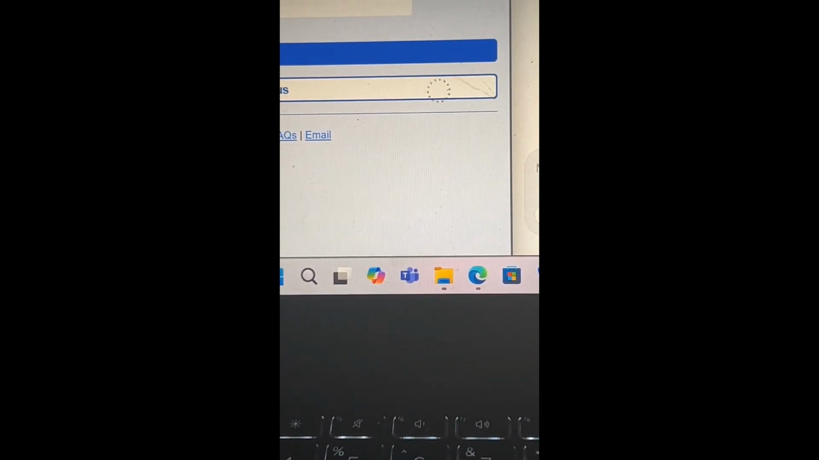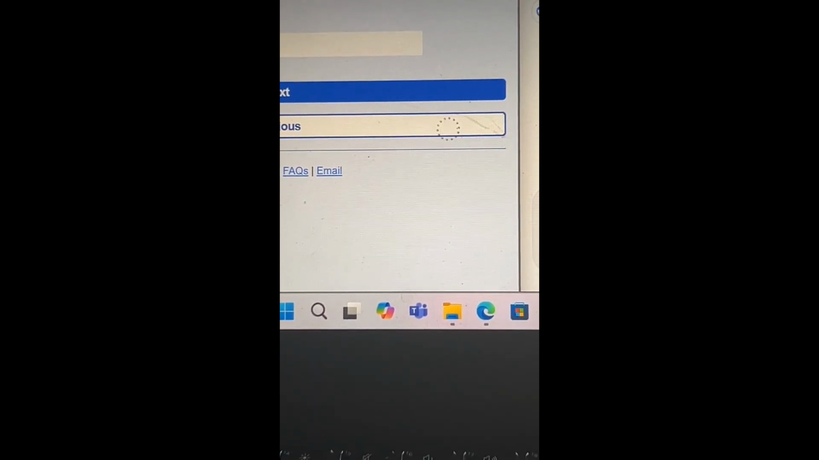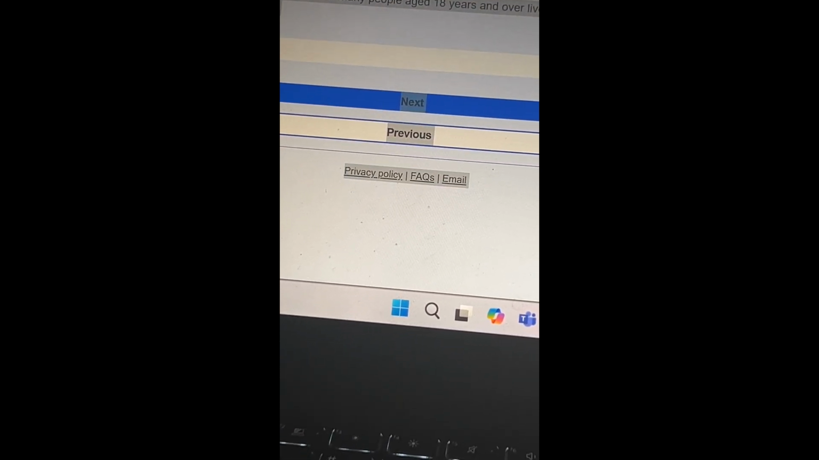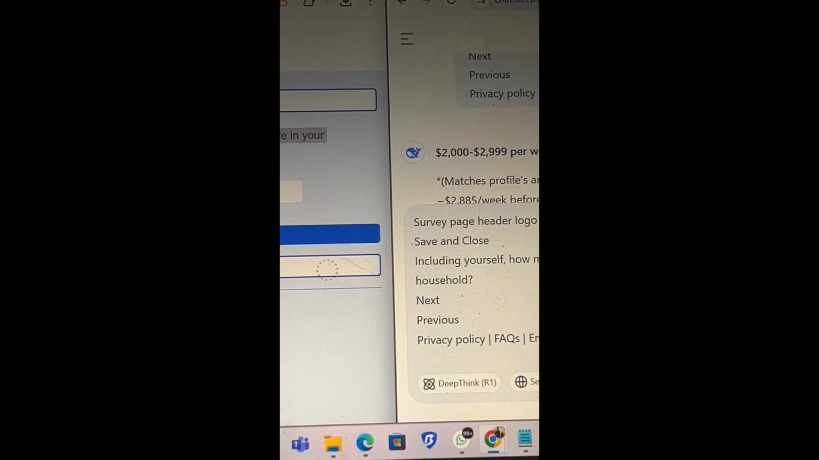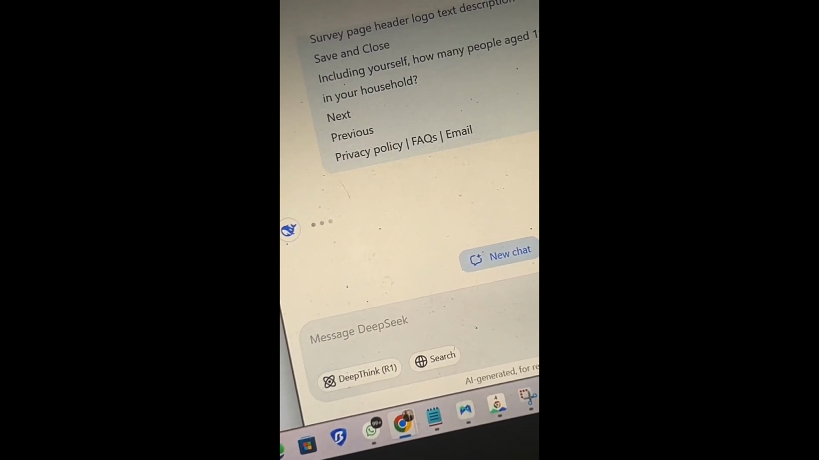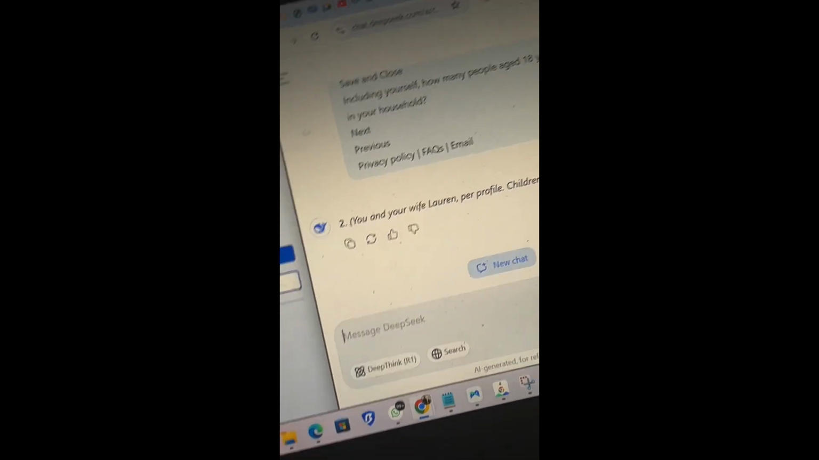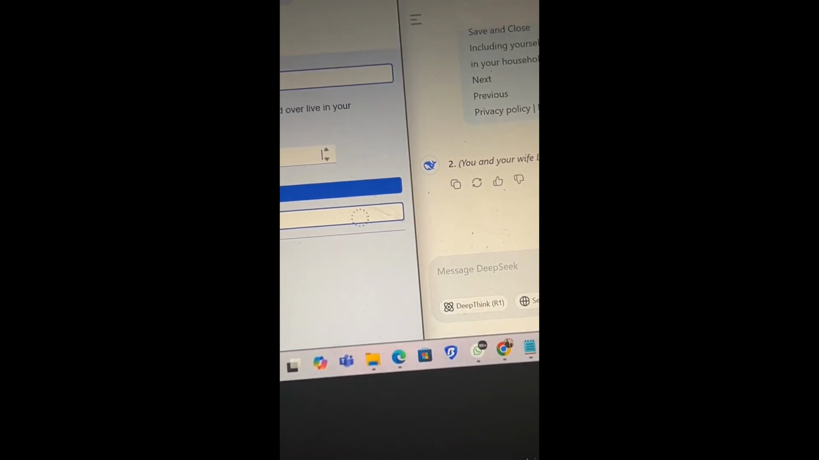Not bad. Including yourself, how many people aged 18 years and over live in your house? I think it's two. It's two, just you and your wife. You understand? But let's use AI so that you should know what you have already programmed. You've already programmed your device. So it's two, like I said. So you just come here and put in two.